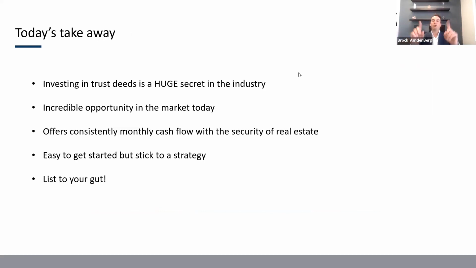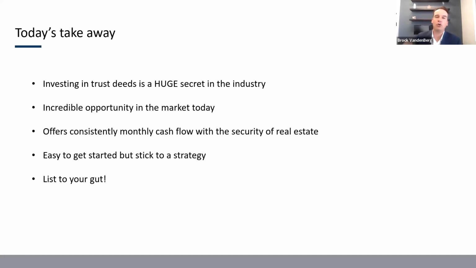So I want the takeaway for today. We went way over, but again, lots of content to go over. Investing in trust deeds is a huge secret in the industry, and it shouldn't be. It's a great opportunity to earn consistent monthly cash flow using the security of real estate. It's a huge opportunity to earn great returns, so it shouldn't be a secret.